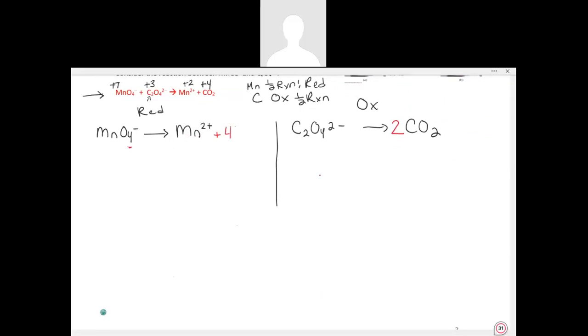So now I'm going to add 4 H2O over here. That adds 4 water molecules, and my oxygens are now balanced. On the other, oxidation half of the reaction, I have 4 oxygens on this side, on the oxalate ion, and I have 4 on the other side when you multiply this by the coefficient of 2, so I don't have to add any water to that half reaction.